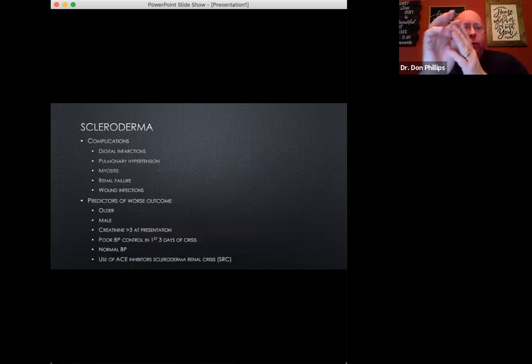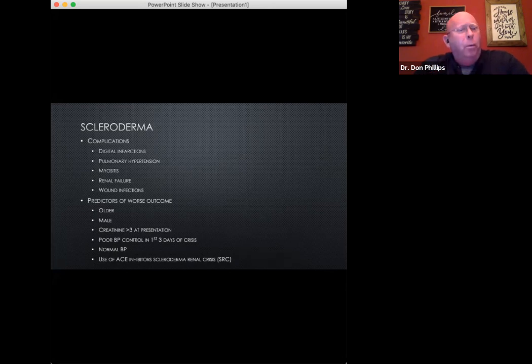So we talked about the infarction, so they can end up with the tips of their fingers becoming necrotic because of infarctions. They often have pulmonary hypertension. Myositis is inflammation and infection in the muscles themselves. Once again, that's usually due to those microinfarctions. Renal failure, wound infections. And I thought this was interesting, the predictors of worse outcome: older male, a creatinine of 3 or more at presentation, which means that they already have renal failure, and poor blood pressure control in the first 3 days of their crisis.